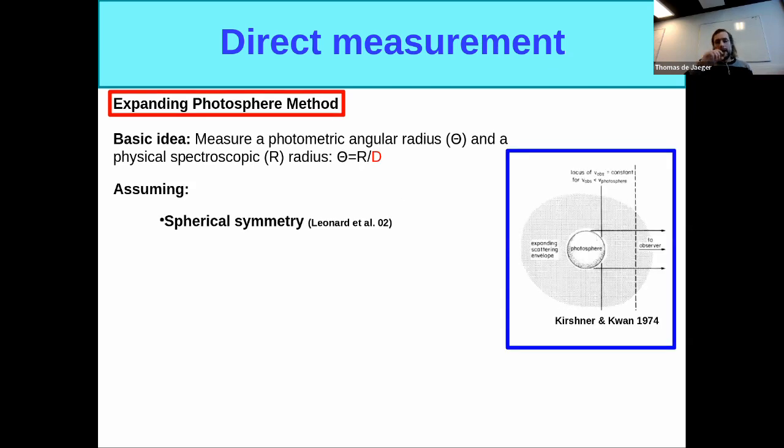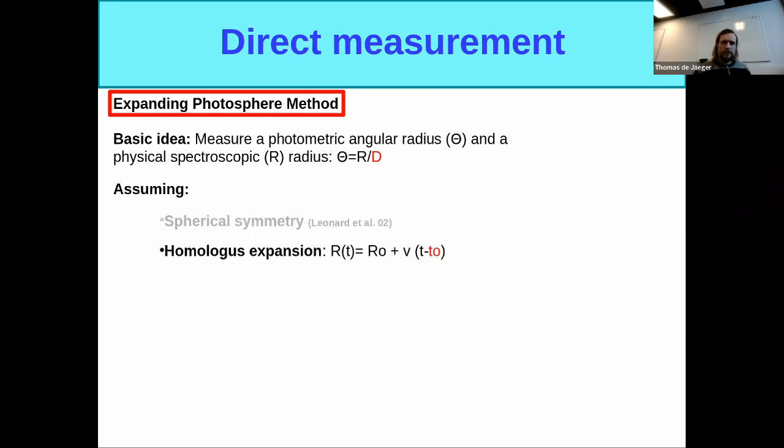So first, you assume that the ejecta is spherical, and this is a good assumption because if you do some polarimetric study of the type 2 supernovae, you find that the degree of polarization during the plateau phase is only about 0.1 mostly, and it increases later when you reach the tail. But during the plateau phase, the ejecta is mostly spherical, so it's a good approximation.